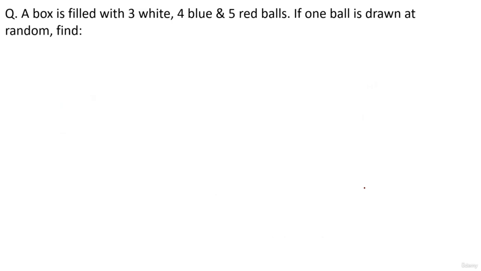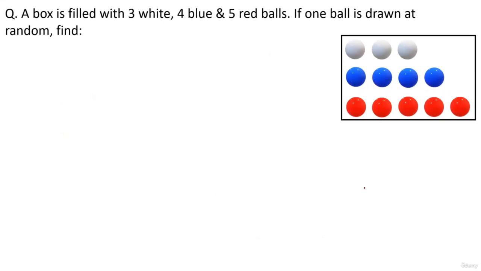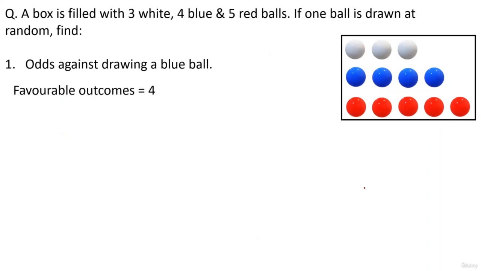A box is filled with 3 white, 4 blue, and 5 red balls. If one ball is drawn at random, fine. Okay, first, odds against drawing a blue ball. All right. Now, how many outcomes are in favor of drawing a blue ball, guys? 4 favorable outcomes we have.